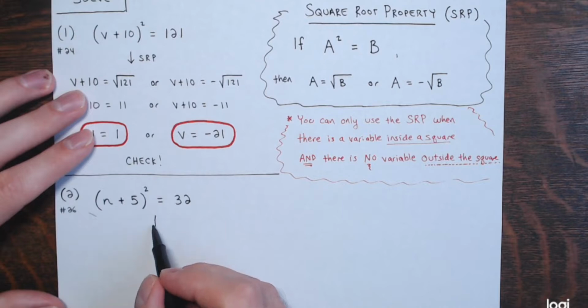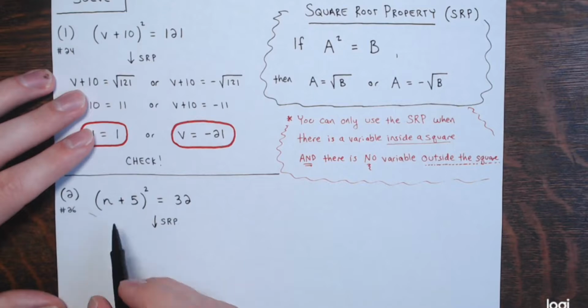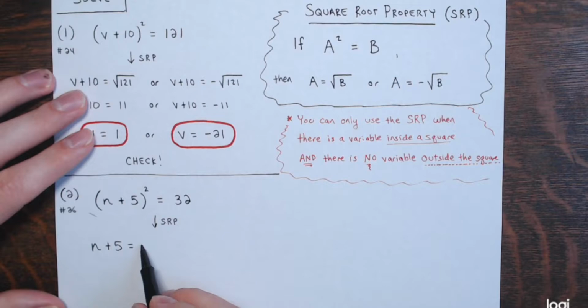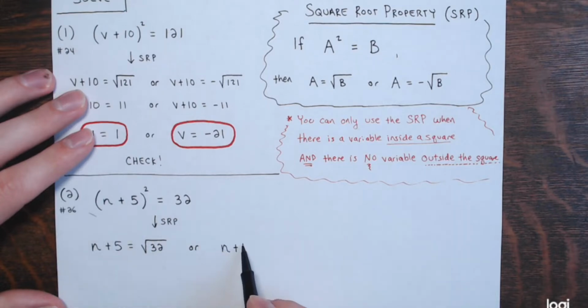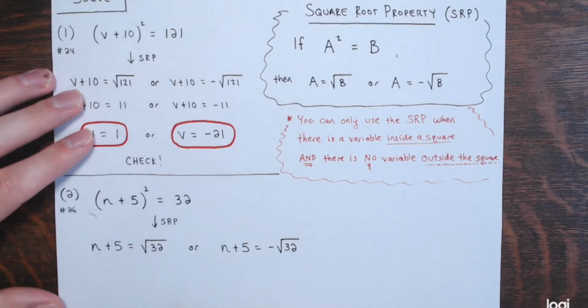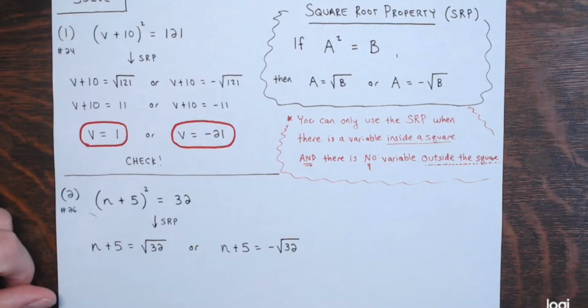Okay, so by the square root property, this expression n plus 5 is either going to be the positive square root of 32, or n plus 5 is the negative square root of 32. Now you could also write these together as plus or minus. You have n plus 5 equals plus or minus the square root of 32. But for right now, I'm just going to keep separating them.